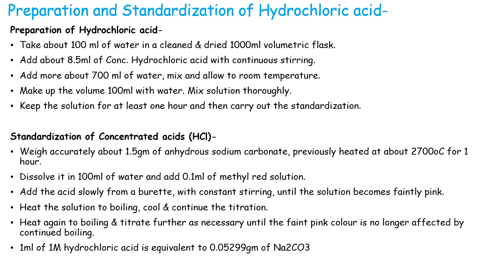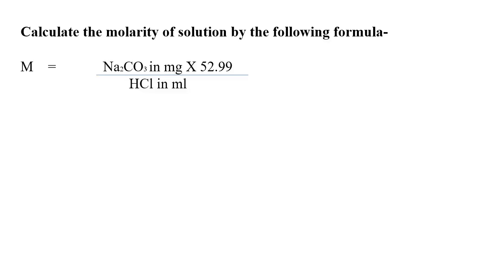Then add the acid slowly from a burette with constant stirring until the solution becomes faintly pink. Heat the solution to boiling, cool, and continue the titration. Heat again to boiling and titrate further as necessary until the faint pink color is no longer affected by continued boiling. 1 ml of 1 molar hydrochloric acid is equivalent to 0.05 gram of sodium carbonate.